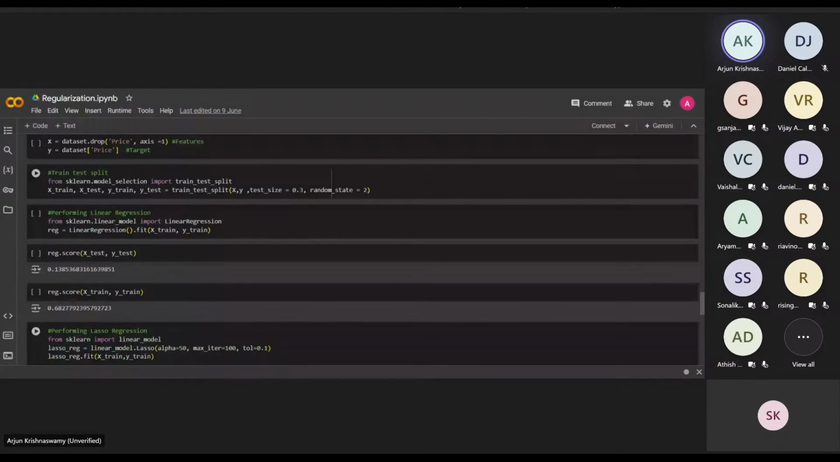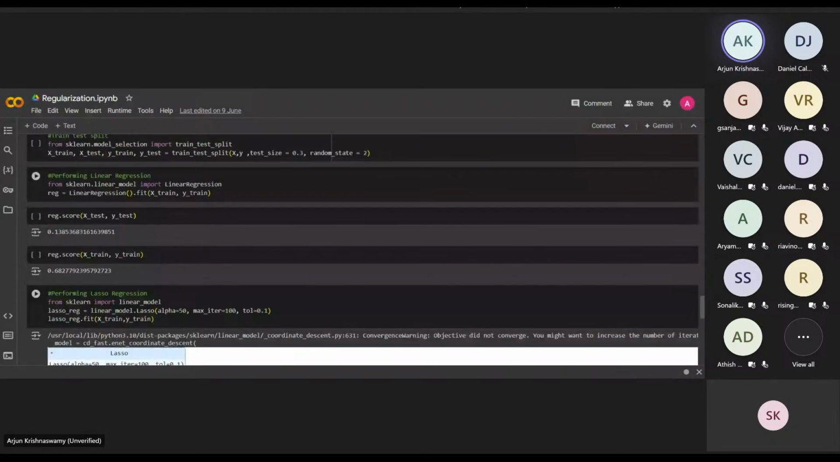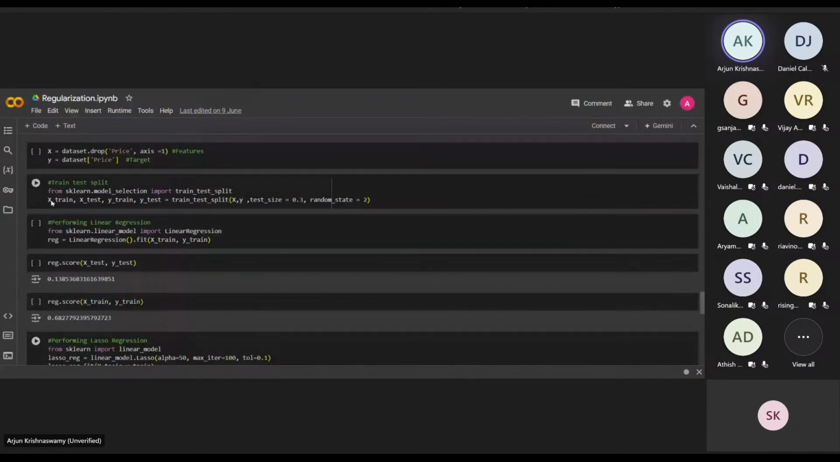I've given 0.3 as the test size, meaning 30% of the data set is test data set, 70% is train data set. This random state, again, is a hyperparameter. You can give any number you want. Different numbers will give different random fractions of our data set as test. That's all. So now that we split the data set into train and test, we perform linear regression on this data set.